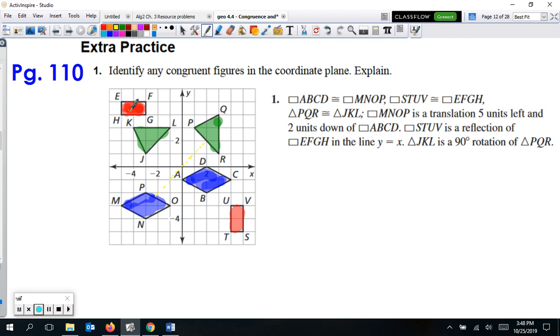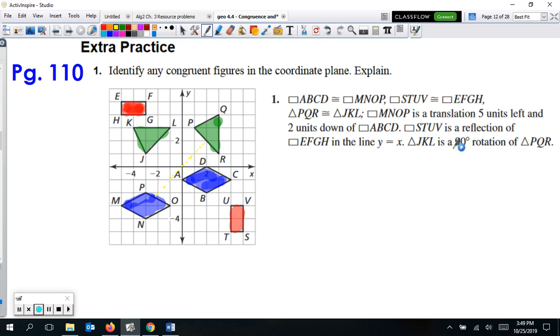So every point basically is just going to be switched. You can see how the points are. Even just start with point G here. That's 1, 2, 3, and then 1, 2, 3, 4. So negative 3, 4 becomes 4, negative 3. So 4, negative 3 puts us at U right there. That's what's happening on that one.